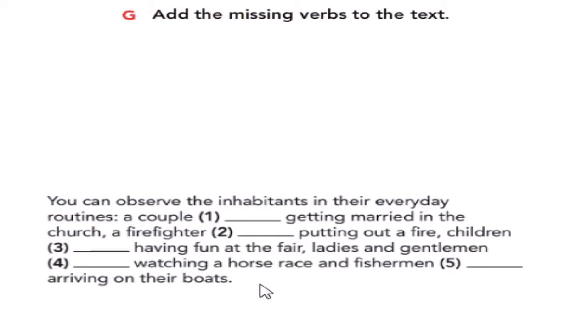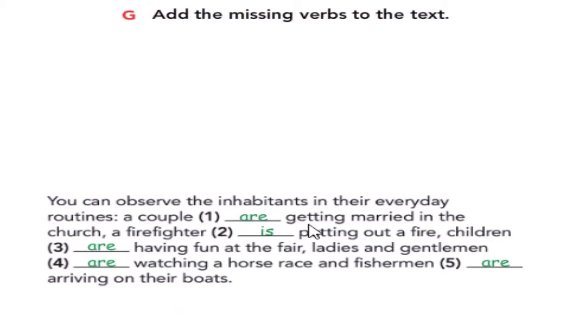Now let's check your answers. You can observe the inhabitants in their everyday routines. A couple, excellent, a couple are getting married in the church. A firefighter is putting out a fire. Children are having fun at the fair. Ladies and gentlemen are watching a horse race, and fishermen are arriving on their boats.